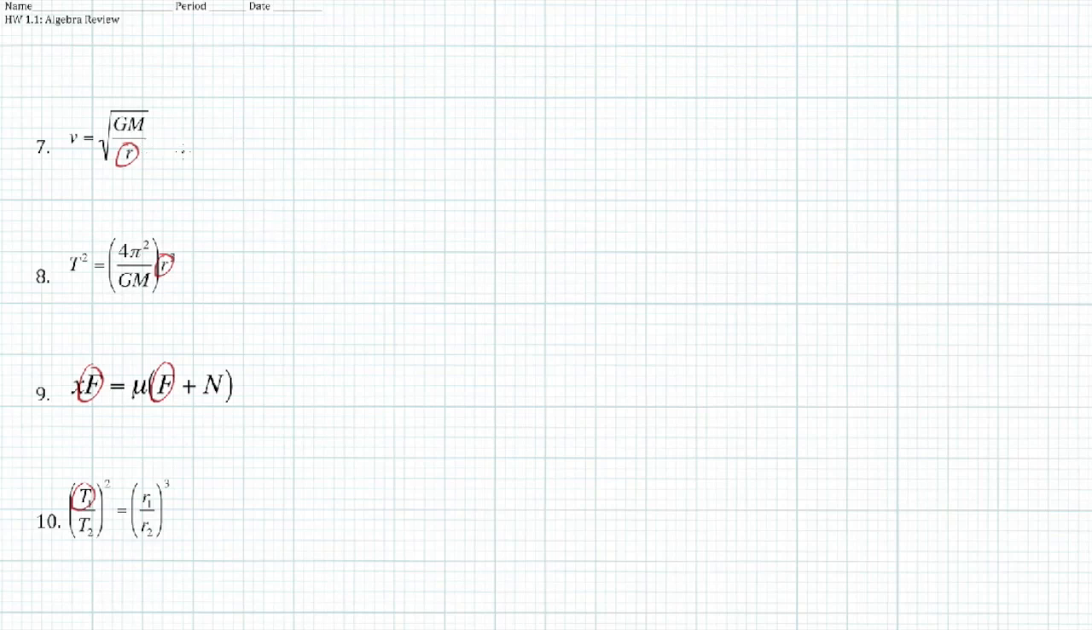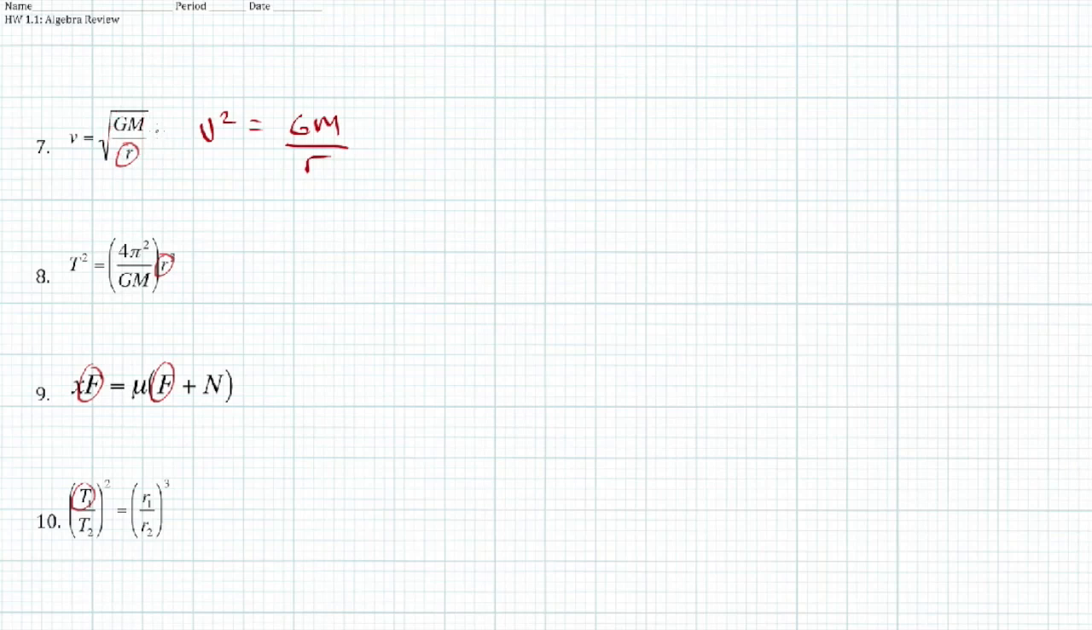Okay, number 7, we're solving for r. So in order to do that, well, it's trapped in the denominator and it's trapped under the square root. So the first thing we need to do is get rid of that square root. Let's just square both sides. So that means that v squared equals gm over r. Okay, remember this square root is over that whole fraction right there.